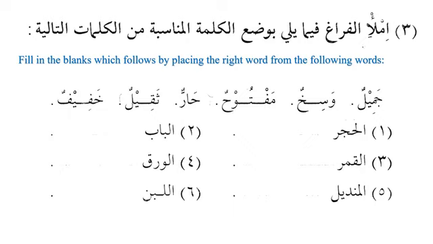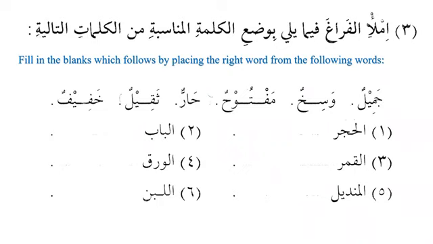So what you will do here, you will put kasra over here and you will say imla il faragha, fill in the blanks. Faragh is used for the blanks. So imla il faragha, fima yali, which follows, biwada'i, by putting. So you can see over here that I'm putting kasra because of B. You know that B is harf jar and the noun that comes after that becomes majroor. Biwada'il kalimati al-munasibati minal. Okay, so what will be the ending of al-kalimat and at-taliya? The ending will be al-kalimati at-taliyati.